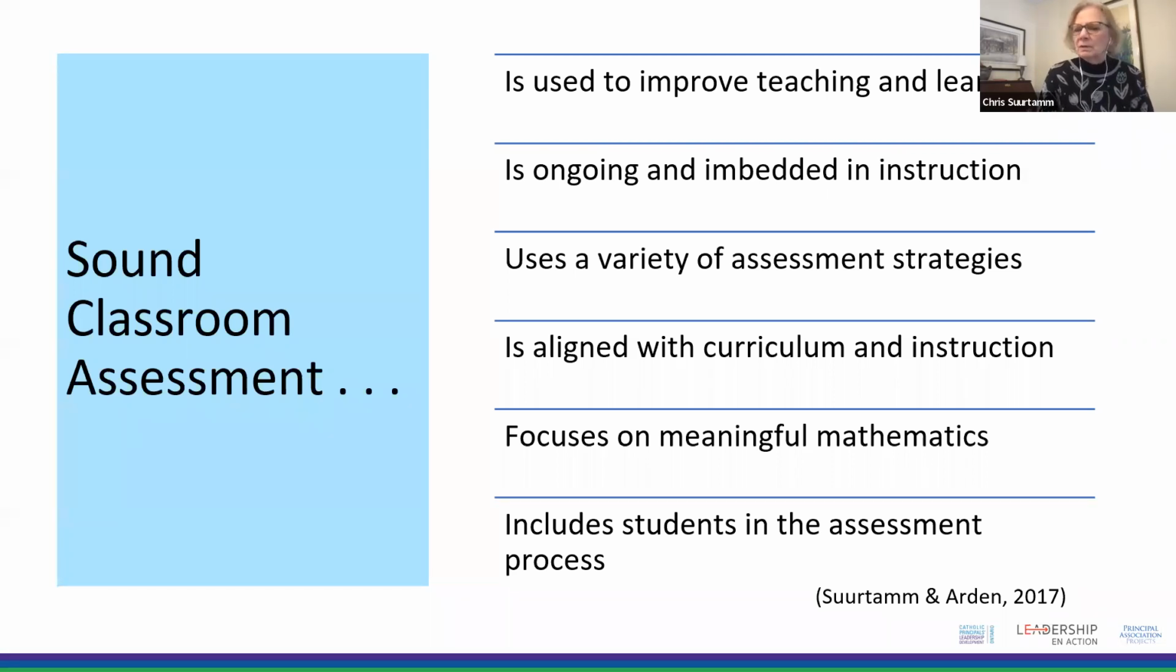And also, again, this is true for all classes, but particularly for destreamed classes: including students in the assessment process, so that they are constantly reflecting and knowing where they stand, not in terms of the rest of the class necessarily, but in terms of the progress that they're making throughout their learning.